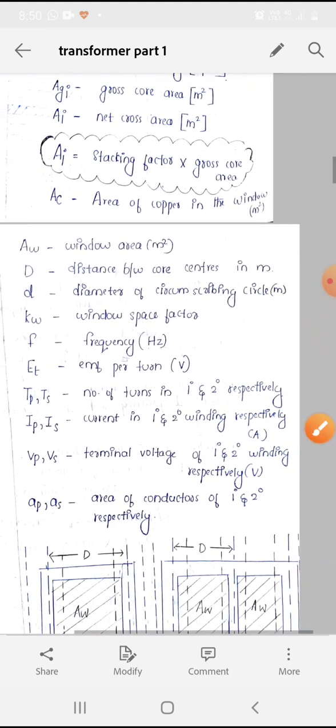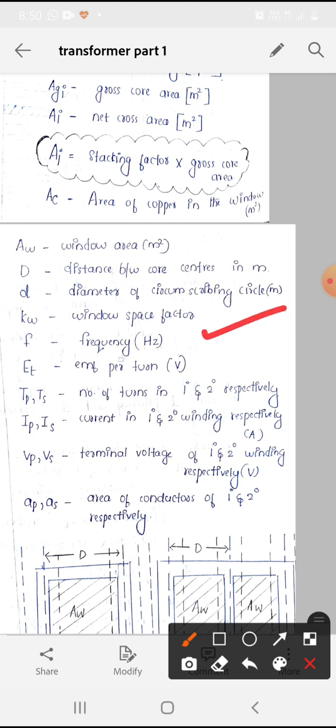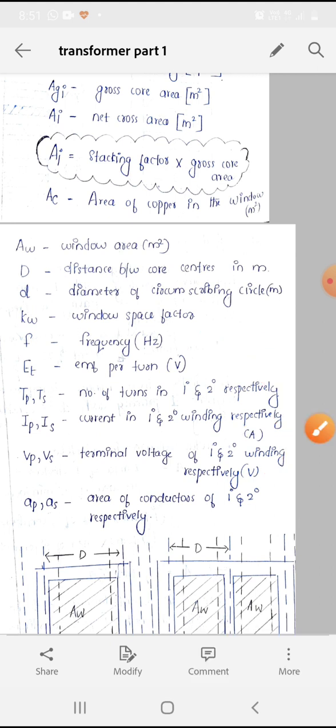F, as you all know, it is the frequency in hertz. Capital E suffix T is the EMF per turn in volt. So Et is the EMF per turn in volt. Tp, Ts are the number of turns in primary and secondary respectively. Ip and Is are the current in primary and secondary respectively, that is in ampere. Vp and Vs are the terminal voltages of primary and secondary windings respectively in volt. And Ap and As are the area of conductors of primary and secondary respectively.